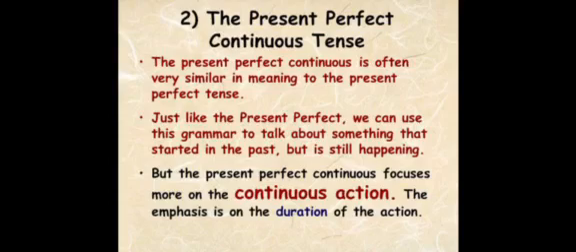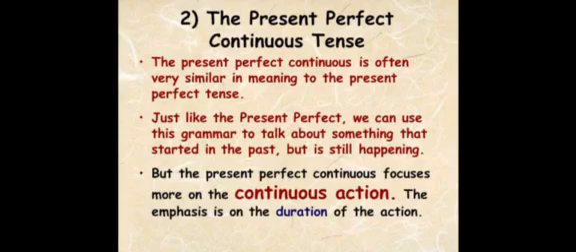For example, Mark has been studying for 3 hours. So the structure of the present perfect continuous: we have Mark has been, we have has plus been plus studying, the -ing of the verb.